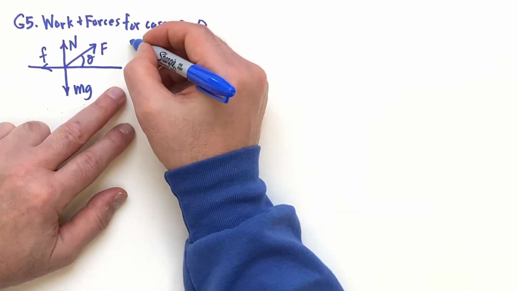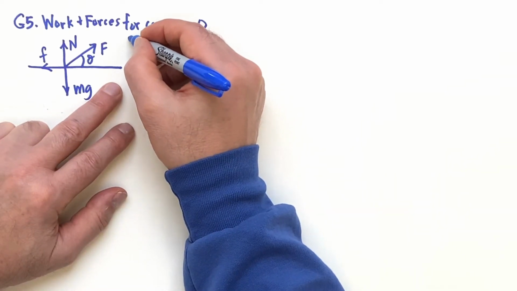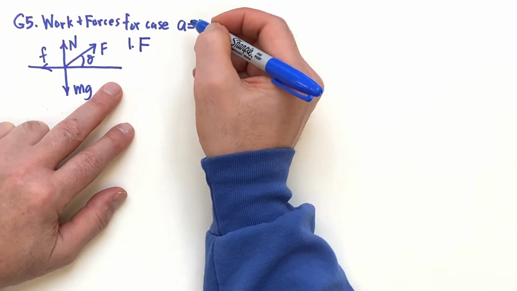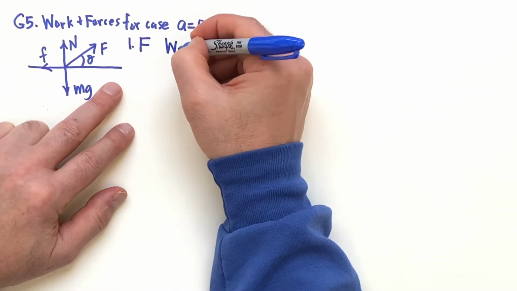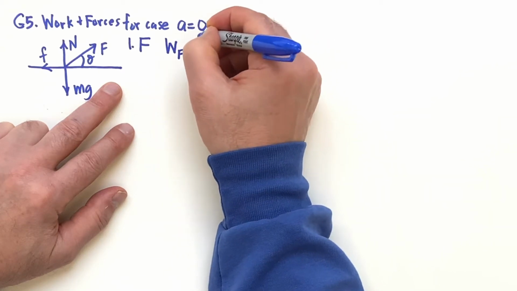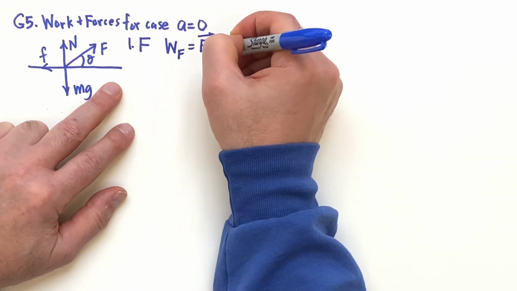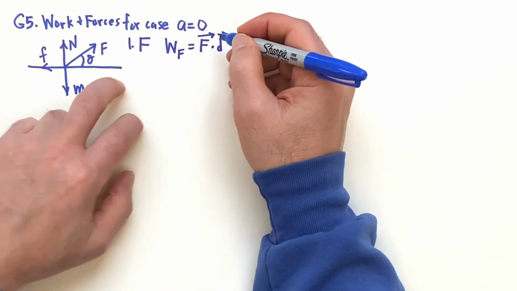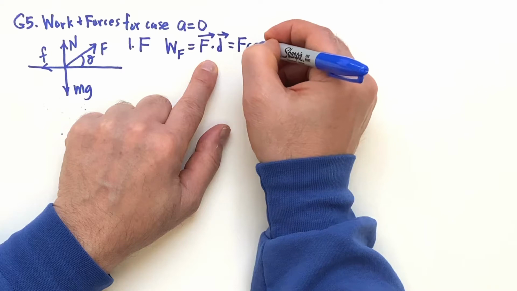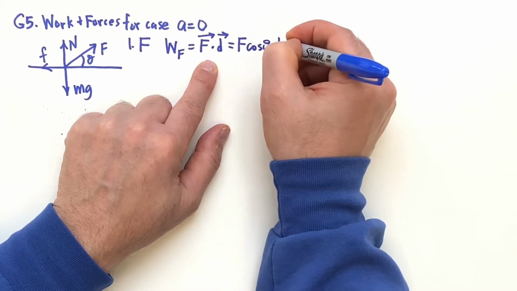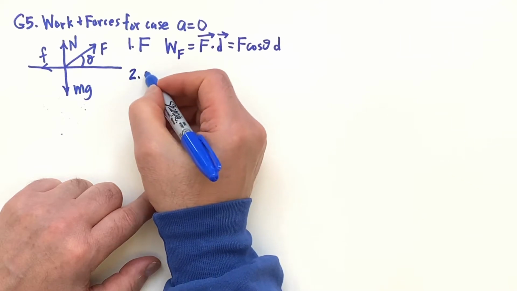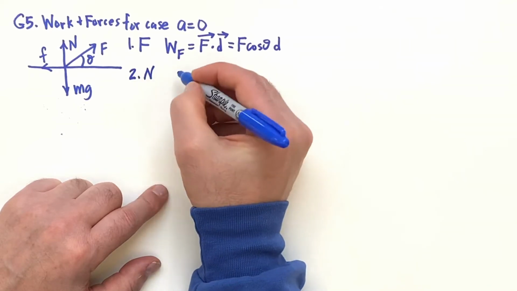And I would like to calculate the work on all of them. First of all, we'll do F, the pulling force, capital F. The work for the pulling force, here's our definition, force dot with the distance. And here, the answer is going to be F cosine of theta times d. We're finished.